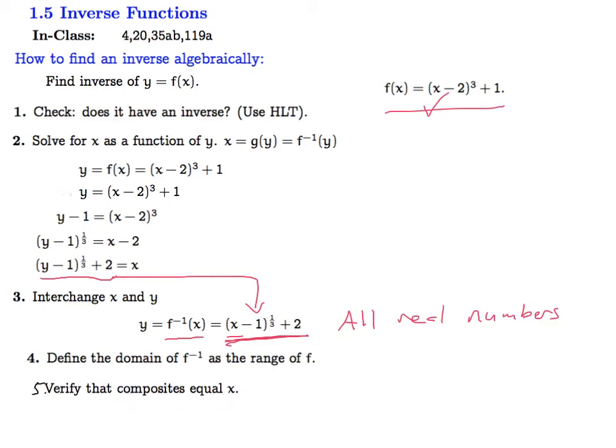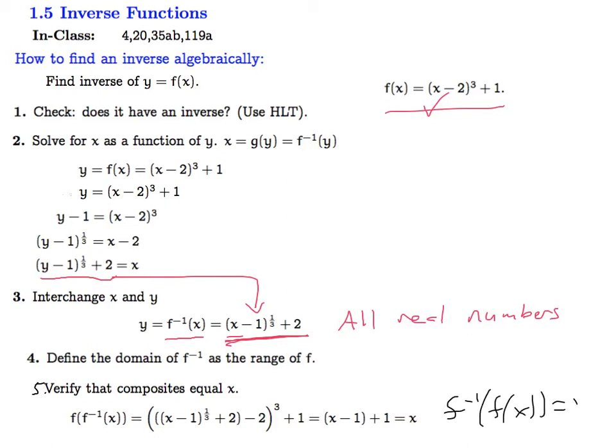So step 5, we need to verify that the composites equal x. That is, we need to actually check that they are inverses of each other. So this means you really need to substitute them into each other. f composed with f inverse of x. You go through all of the algebraic work, and hopefully you get down to x at the end. And of course you still need to check the other direction. I've just run out of room here. You need to check that f inverse of f of x equals x to make sure that it really works and you didn't make a mistake along the way. And you do need to do this every single time.